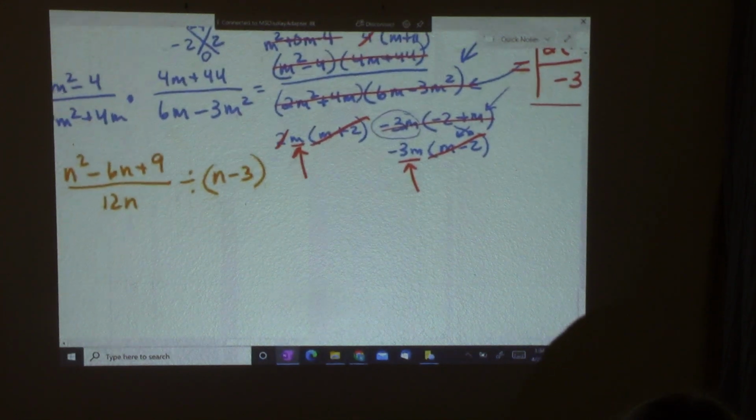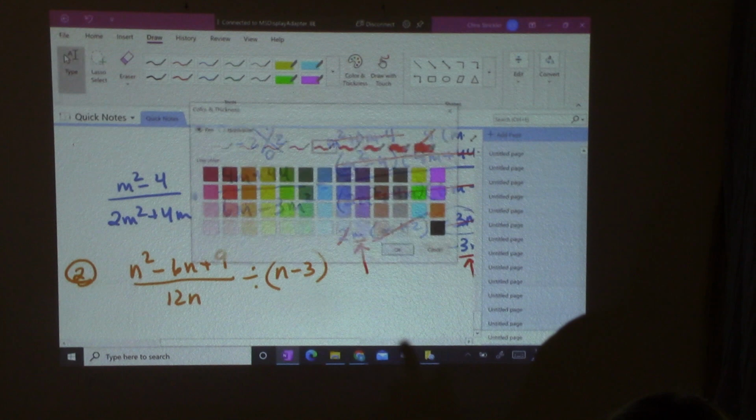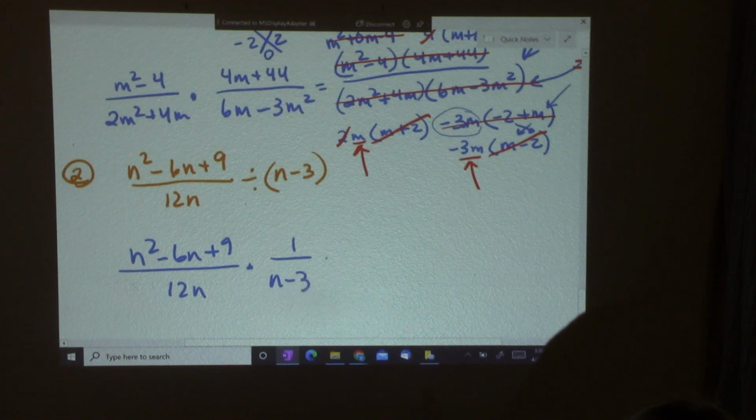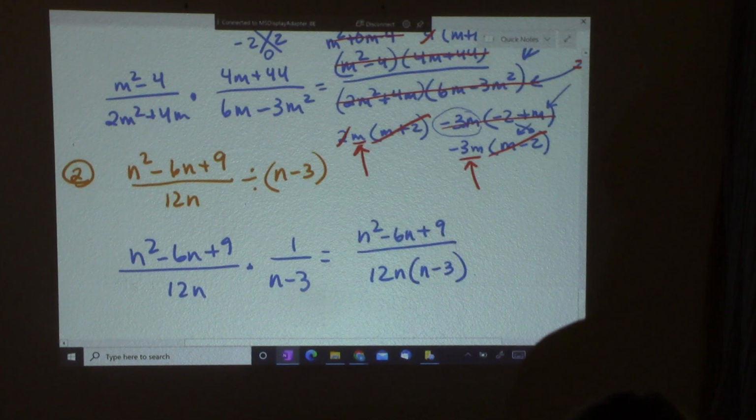All right, let's do the last one. This seems easy after that last thing, huh? Flip that. And now I'm just going to write them next to each other, over 12n and n minus 3. Okay, now I'm going to factor up here. So I'm using magic X, and I get negative 3 and negative 3. So I've got n minus 3 and n minus 3.